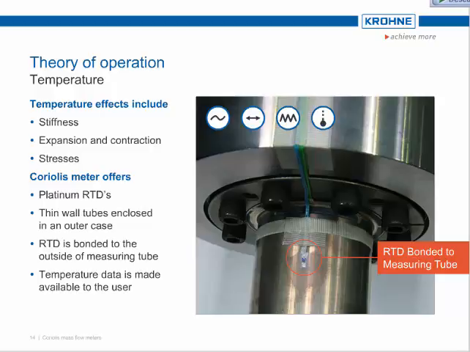Having density measurement and temperature measurement capability allows the Coriolis mass flow meter to be used for concentration measurement of Plato, Brix, Baumé, and alcohol.